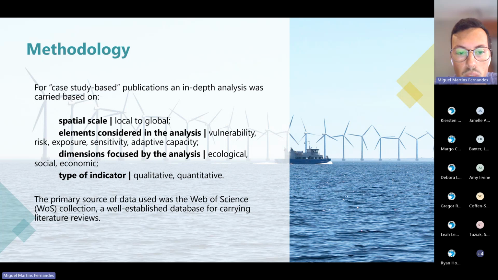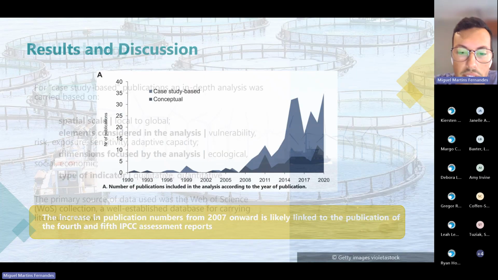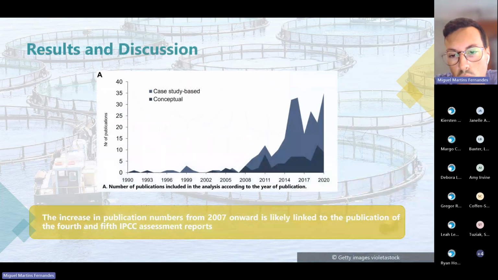So we performed this literature review on Web of Science because it's known for carrying out several literature reviews. With that, the first finding that we observed was that although risk and vulnerability are relatively known terms and exist for quite a while, the climate-related vulnerability and risk assessments regarding marine environment are recent, and we can see an increase in the number of publications from 2007 onwards.